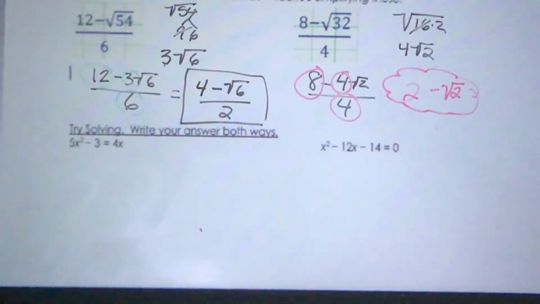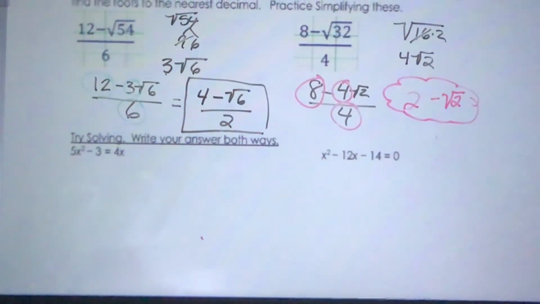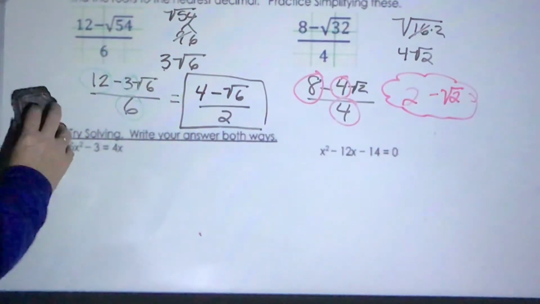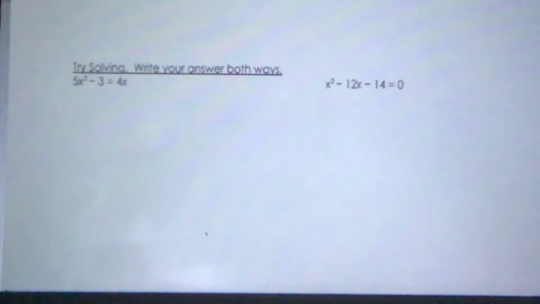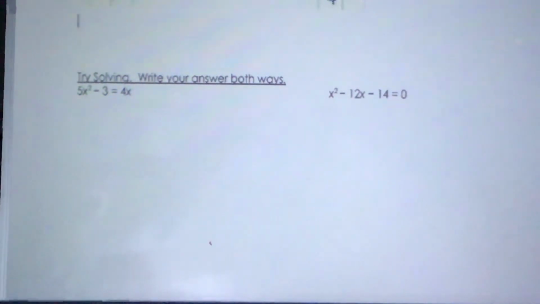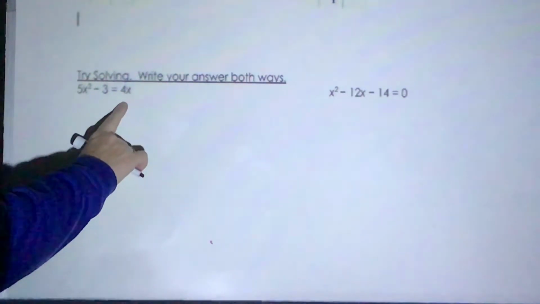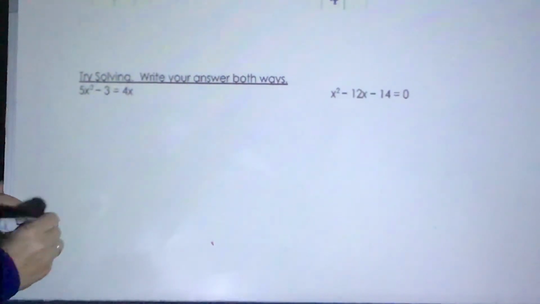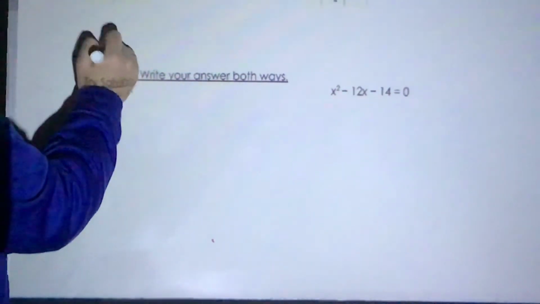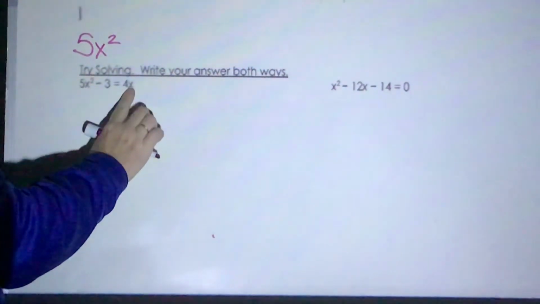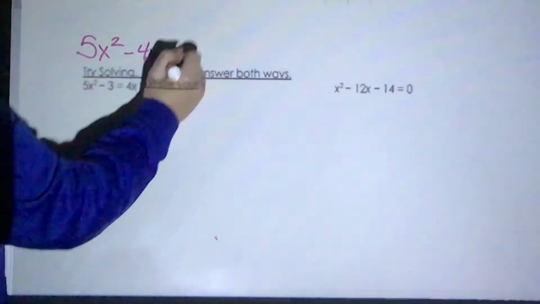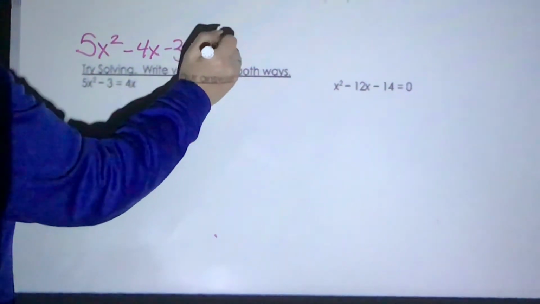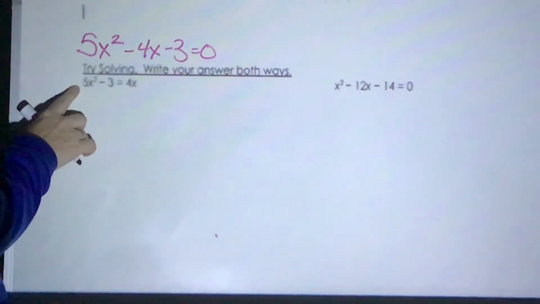So now we're going to try solving 2 quadratics using the quadratic formula, and then there'll be more for you to practice on the form and tomorrow and on Flipgrid. So for the first one, this is not in standard form, so I need to rewrite it so it's in standard form. So I will have 5x squared. I'm going to bring the 4x over to the other side as negative 4x minus 3 equals 0. So this is my quadratic in standard form.